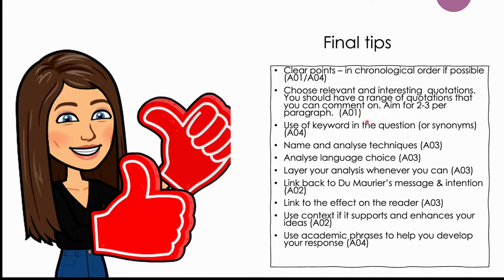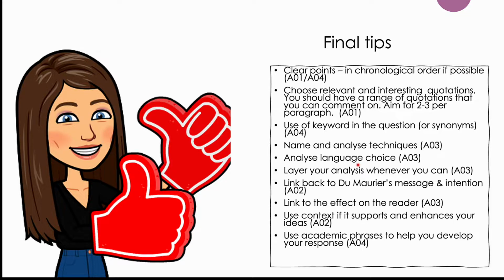Choose relevant and interesting quotations. Remember to have a range that you can definitely comment on. If you're at a point where you're looking at it and you think I've got nothing to say, the only thing that I can do is a basic surface explanation, then try and choose a different one. Make sure that you're using the keyword in the question or you're using synonyms. Name and analyse techniques. If you know what it is and if you can see it in there, name it and then analyse it. Why has it been used? What is the effect? What do you learn? Why this particular technique?